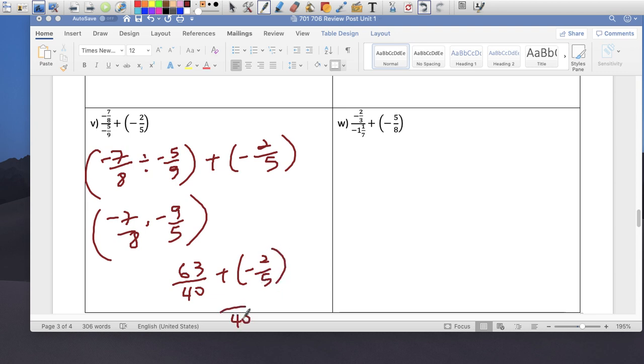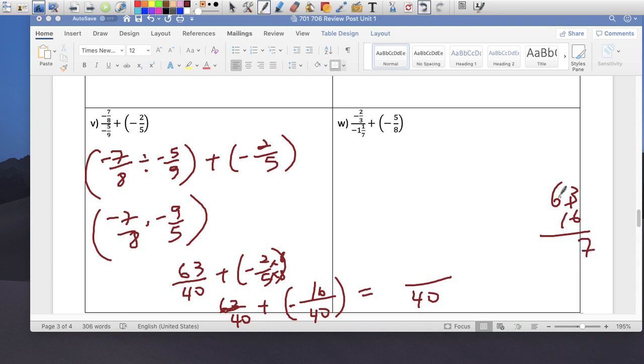Find a common denominator, which in this case is just going to be 40. That stays, and this is times 8. Times 8, 16. Who's going to win? The positive is going to win, right? So it can be equal to 40. 63 minus 16 is 47. And that's my final answer.